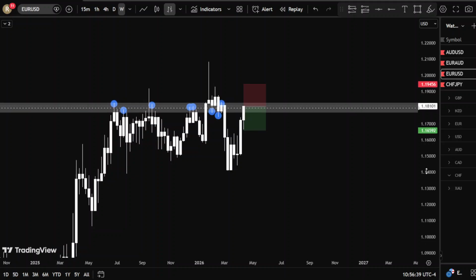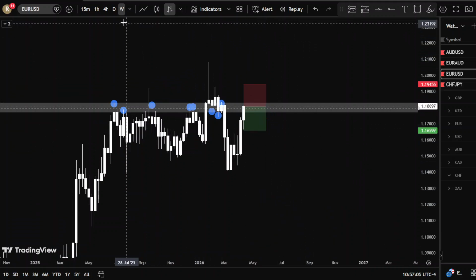Use whichever one is clearer to you. If weekly is more clear, then use that. If daily is more clear, then use that. Sometimes you can see it good at both. But here you can see reaction, reaction, reaction. And yeah, I placed the trade here. I think it's going to hit the target.